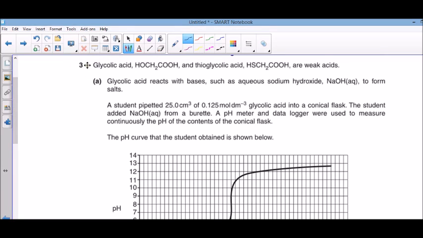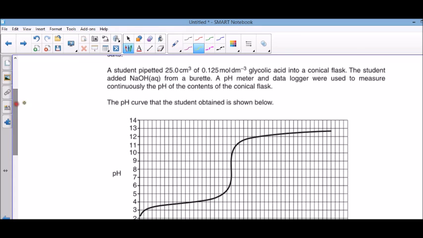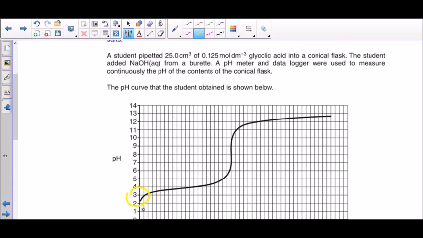Question 3 on the 2011 paper is an acids question, and we can see that we've got a titration curve. We're told that glycolic acid, and we're given its structure, is titrated against sodium hydroxide. And here we've got the titration curve, so it's starting at about 2 to 3, so that's a weak acid, and finishing up at somewhere around 13, so that's a strong alkali, which is what we're told in the question.